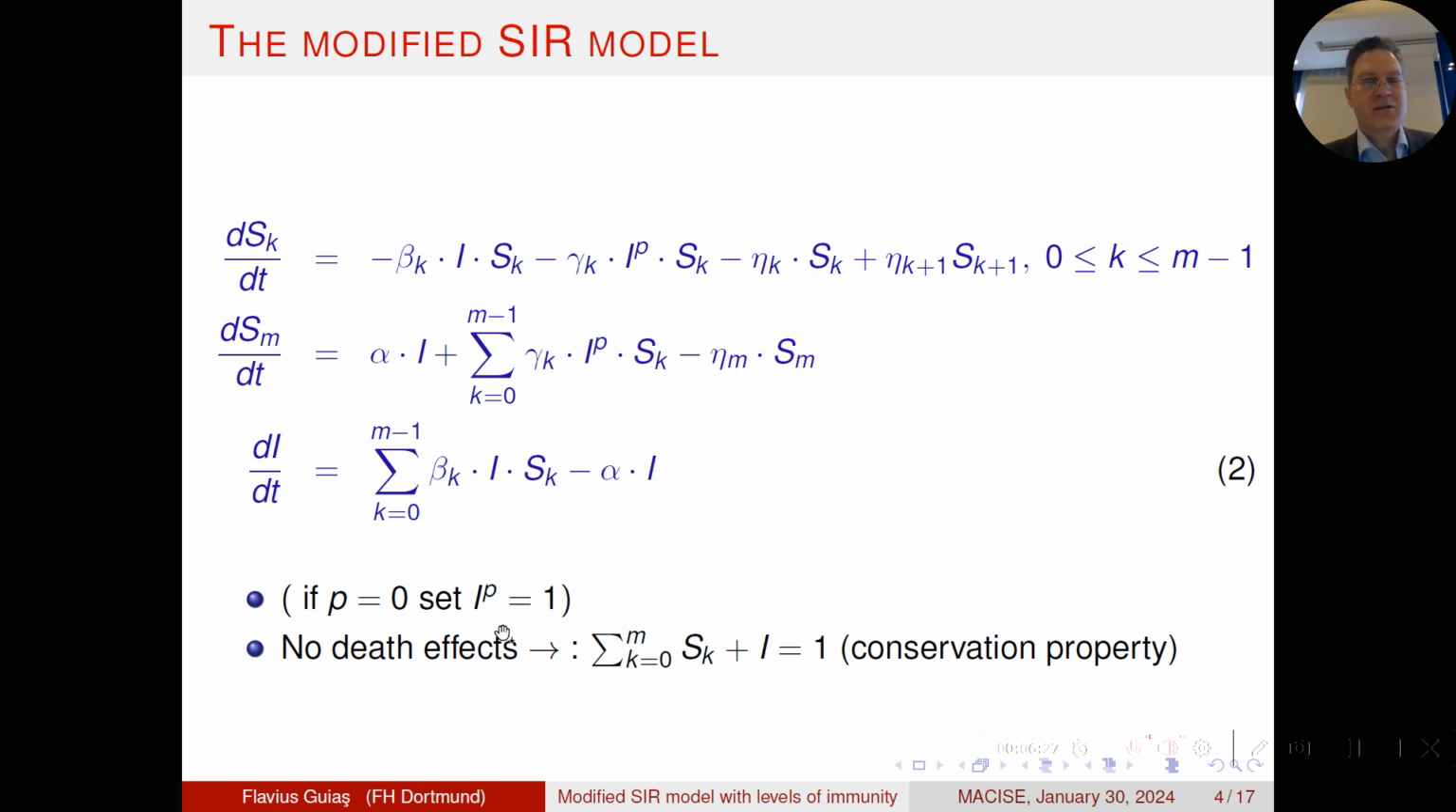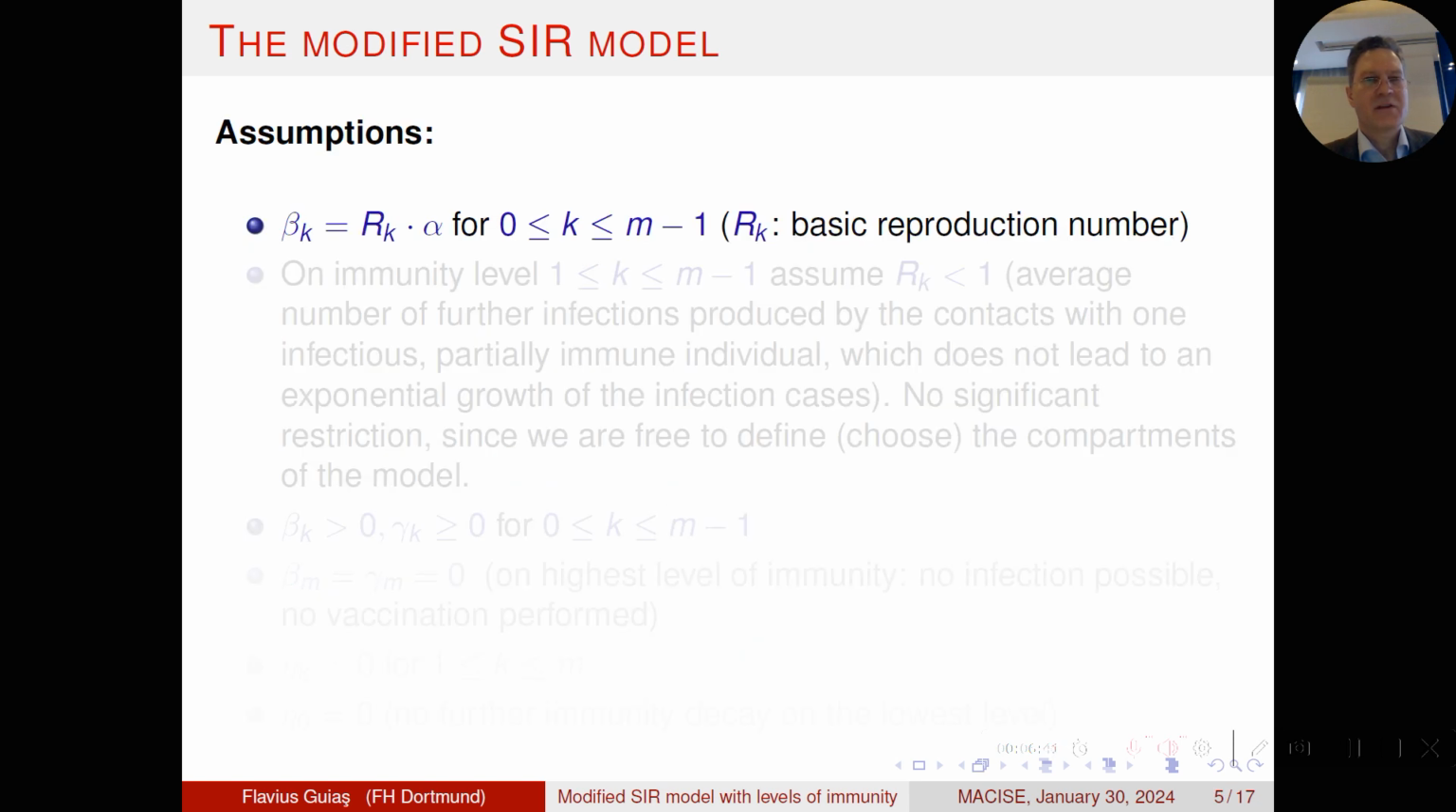Since you have no death effects and also no birth effects, you have a conservation property. So the sum of all components of our system always stays equal to 1, because this was our initial assumption. We scale the variables so that the full number, or the full density, is equal to 1.